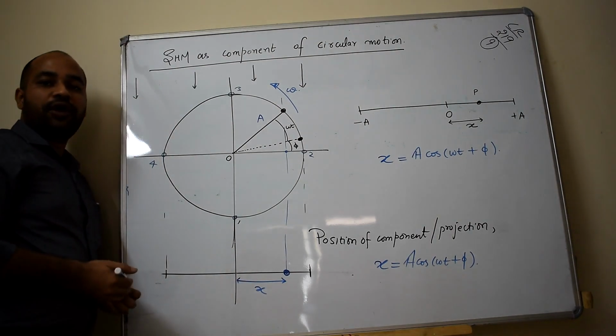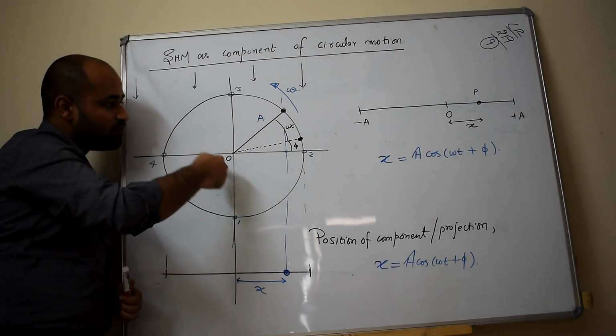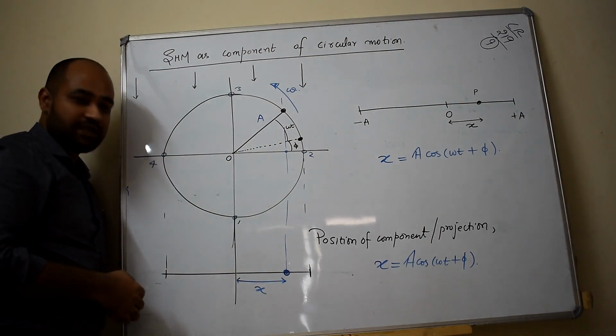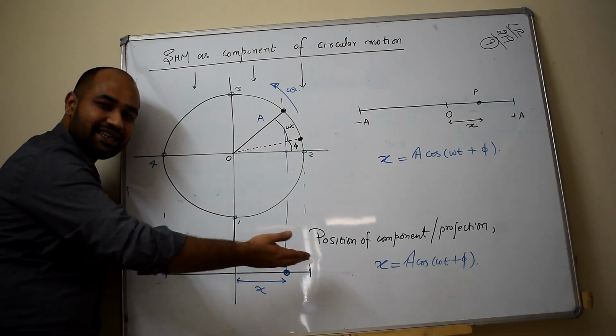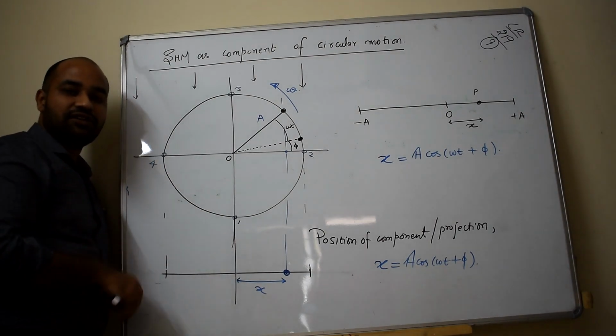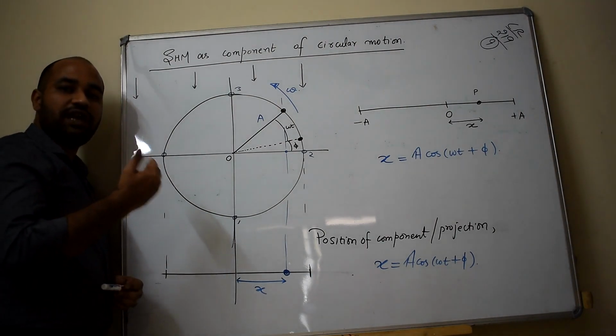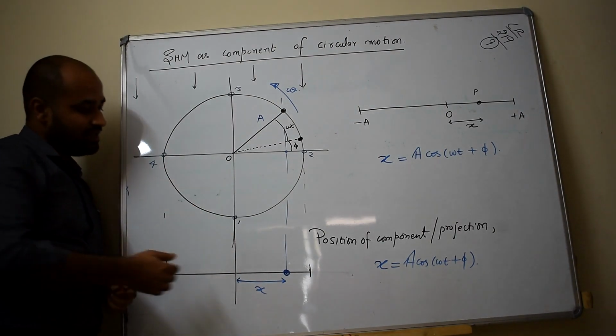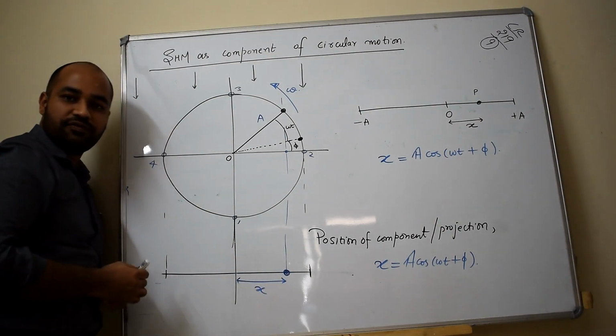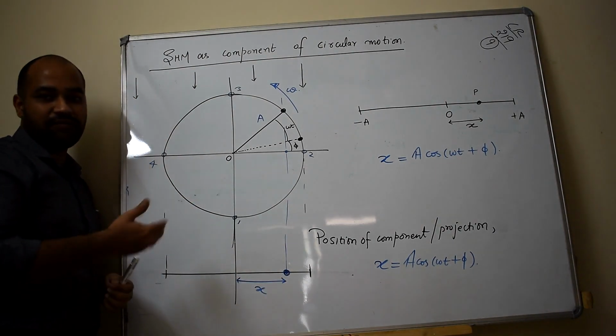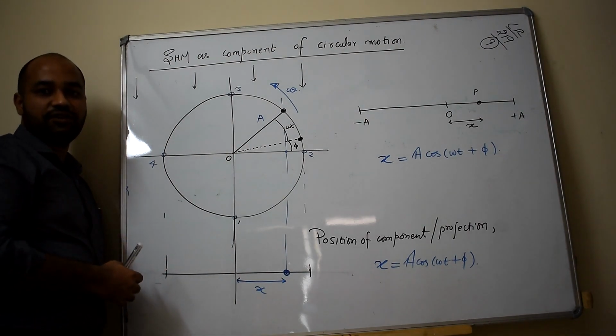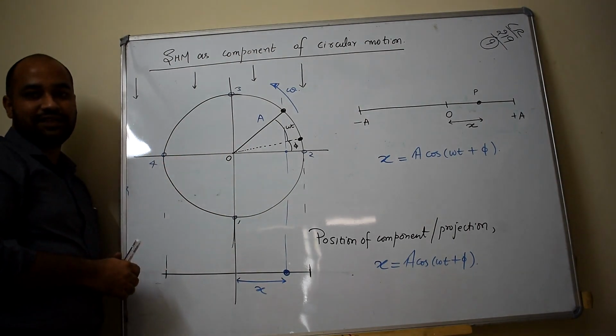The point here is that as the particle is moving on the circle, the shadow on this straight line, the x-axis, or the projection of the circular motion, or the x component of the circular motion, is doing a to and fro motion, which looks like SHM, and I am going to show you that mathematically also it's exactly identical to the SHM equation.